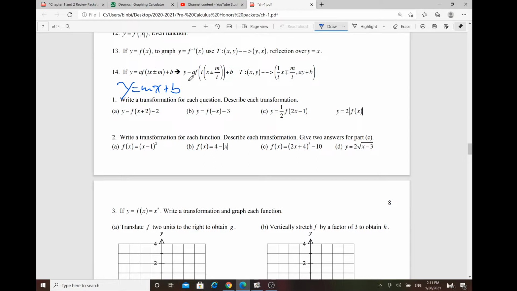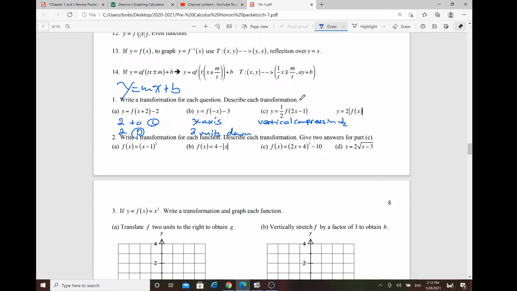Instead of writing the transformation with this type of structure, I just want to describe what's happening with the transformation. The transformation here is pretty obvious: 2 units to the left, and then 2 units down. And then this one is reflected over the y-axis, and then 3 units down. And this one is a vertical compression by the factor of 1/2.